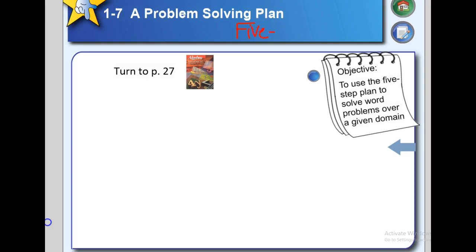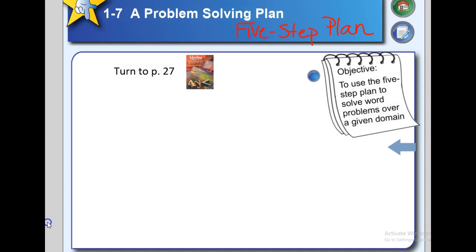Okay? The 5-step plan. And if you look on page 27 in your book, all the 5 steps are actually written out. Now, if you look there, the first 3 are going to look very familiar. If you're on page 27 in your book, step number 1, read the problem, decide what unknown numbers are asked for and what facts are known. So it's just like what we did last night for homework. Step number 1, what are we solving for? What are we trying to find?